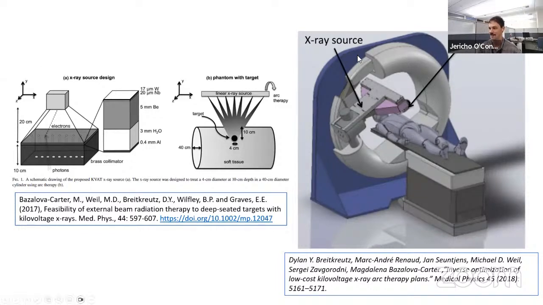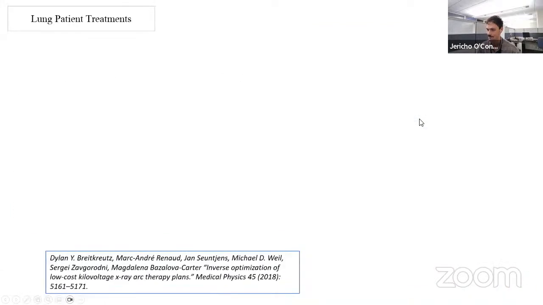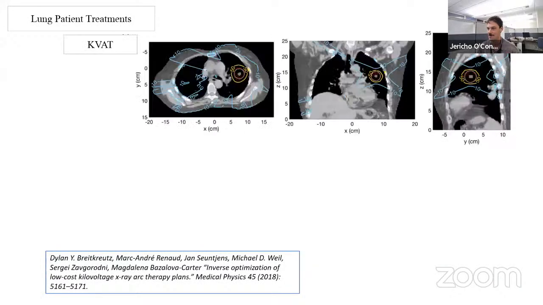And here's a schematic of what it would look like with this X-ray source that's convergent and a collimator, and then it would rotate around the patient to provide arc treatment. And when you did this, you can see that these kilovoltage arc therapy treatments, or KVAT treatments, could provide pretty close dose distributions, pretty tight dose distributions to this dotted line PTV in a centrally located lung tumor.